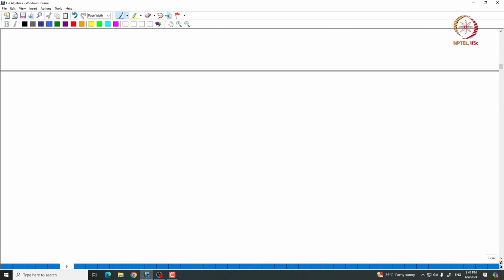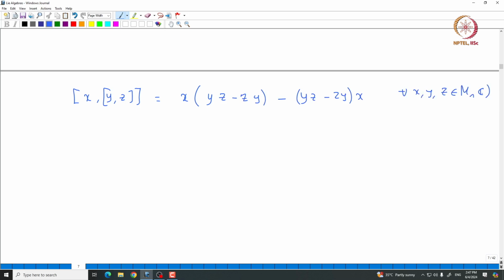So we will check the original definition of the Jacobi identity. If we take the bracket x, y, z, then we get x times (yz minus zy) minus (yz minus zy) times x, and this is true for all x, y, z in Mn of C. Now if we rewrite this, you can see that this gives xyz minus xzy minus yzx plus zyx, and this is what this xyz means.